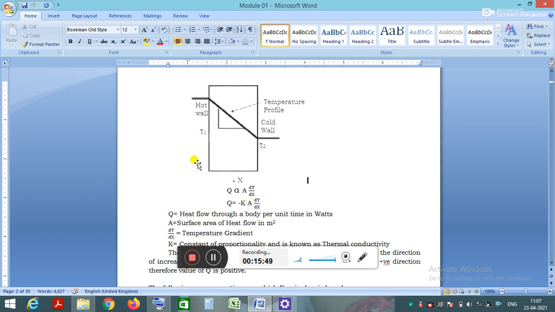Between 1 and 2 it is having the length dx, and it is inversely proportional to the length of heat flow. Q is directly proportional to the cross sectional area and temperature difference, and it is inversely proportional to the length of heat flow. We can write this equation in the form Q equals minus K into A into dT by dx, where K is the constant of proportionality, known as thermal conductivity of the material.